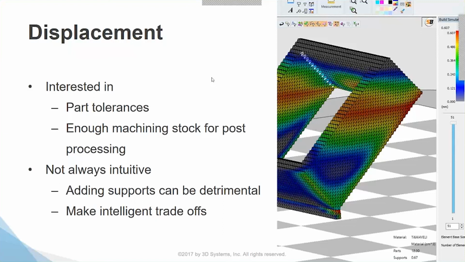And we definitely want to make some intelligent trade-offs based on some of this information. So, we might have some areas with some deformation. We might be able to add some more supports, but we really may not want to, and we may be able to absorb a little bit of deformation with just a little bit of stock to be machined off later.